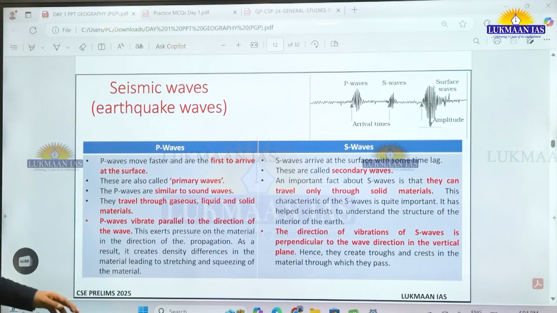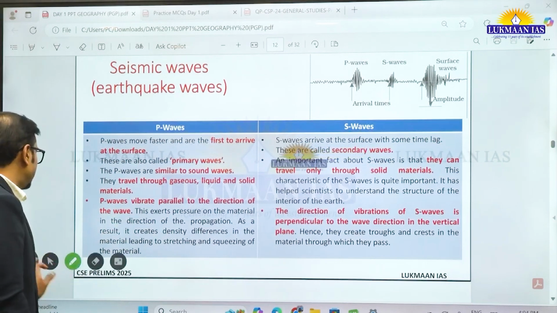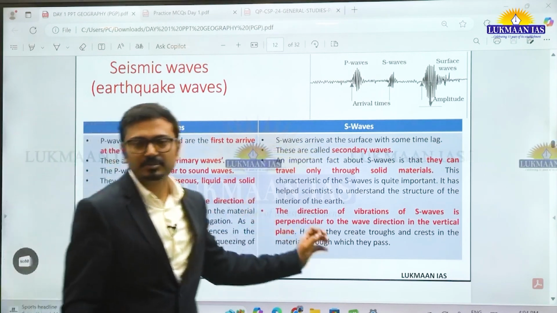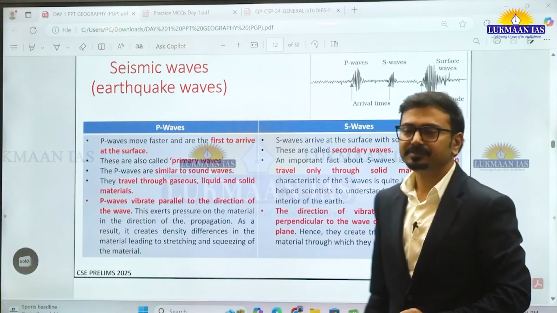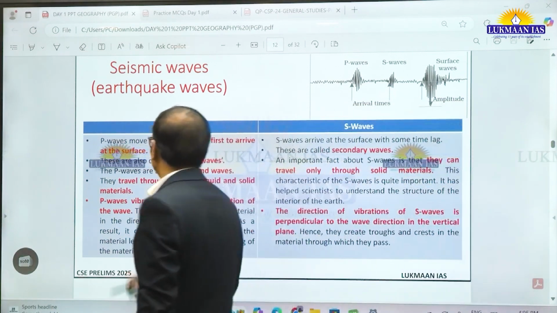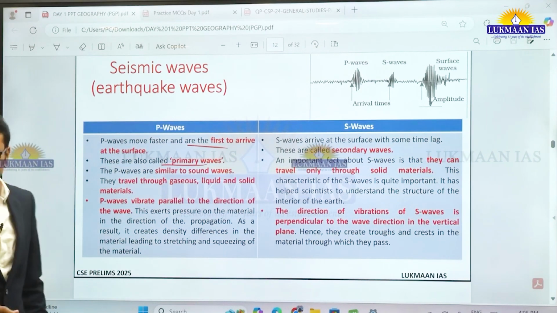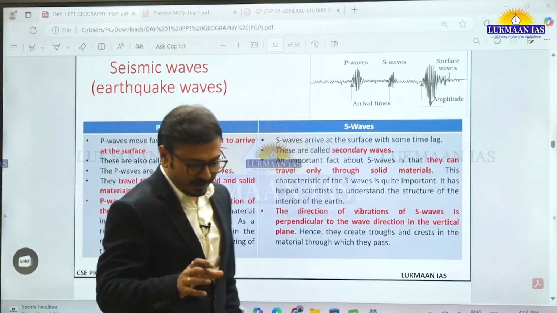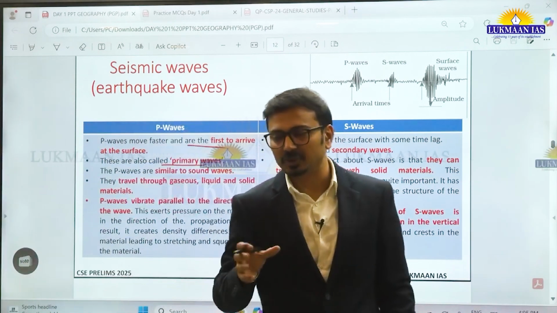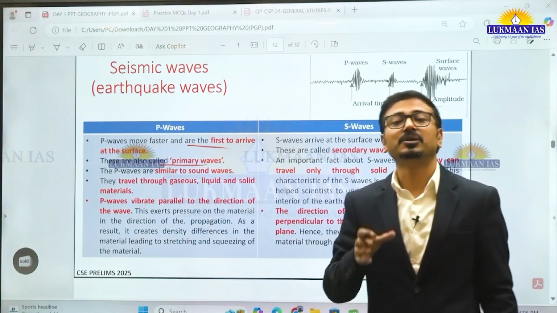Okay, but first of all, let's talk about P waves and S waves and their properties, the distinction between them. This was asked in the prelims examination 2023. Properties. We know that P waves are the first to arrive, that's why they are called primary waves. The distinguishing property of P waves is that they behave like longitudinal waves, similar to sound waves.